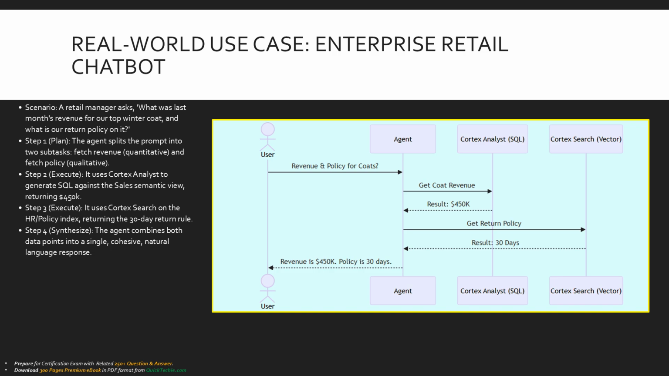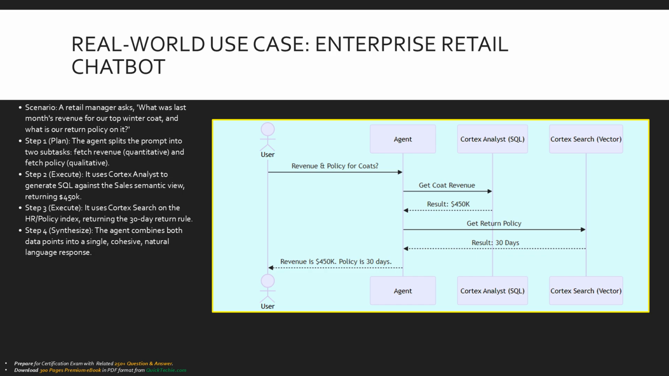In step 1, the agent analyzes the prompt and splits it into 2 subtasks. In step 2, it routes the quantitative subtask to Cortex Analyst, which generates a SQL query against your sales database and finds the revenue was $450,000. In step 3, it routes the qualitative subtask to Cortex Search, which scans your internal PDF documents and finds the 30-day return policy. Finally, in step 4, the agent synthesizes these 2 entirely different data structures into a single, beautifully formatted natural language response. You have built a truly intelligent enterprise assistant.